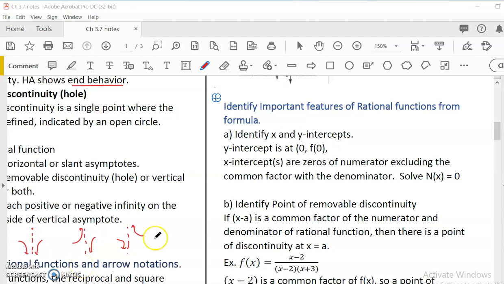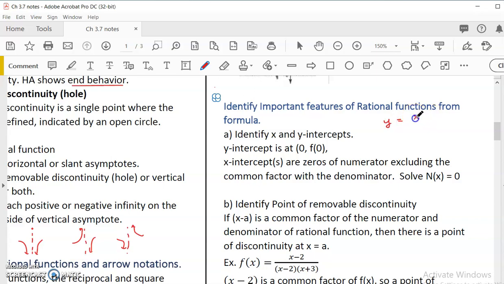Hello, pre-calculus student. This video is for chapter 3.7, part 2, rational function. We are going to look at how we can identify important features from a formula. So we have looked at 1 over x squared in the last video. Let's just pretend that we have a rational function.